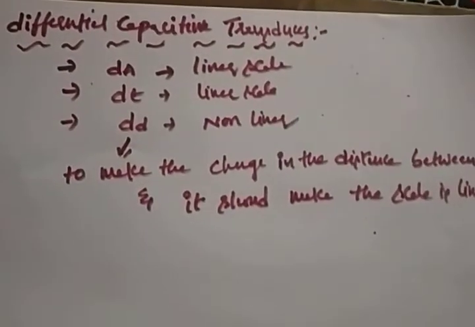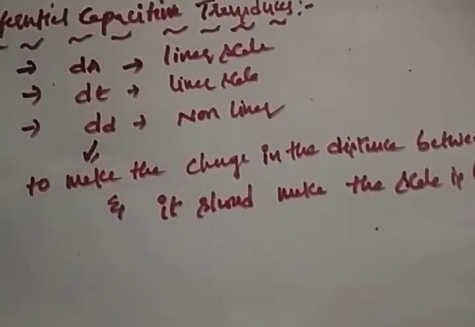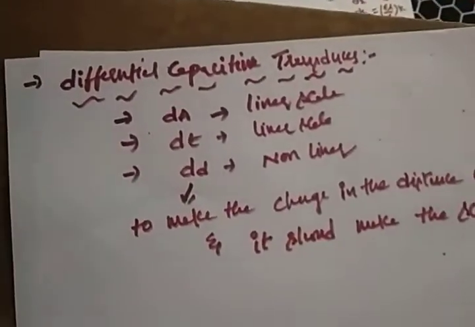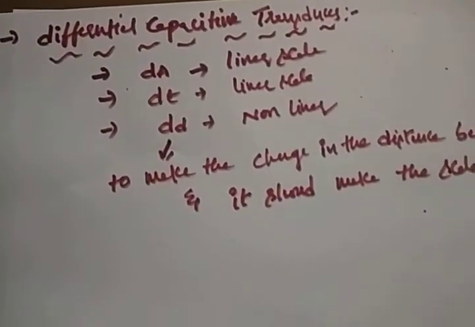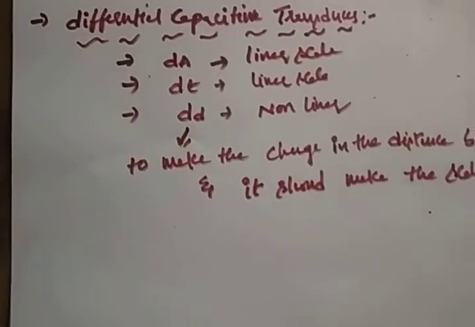Now we'll see how the arrangement will be. Alright, we'll see the construction of a differential capacitive transducer. Right, so the construction is simple. The ultimate aim is to make the scale a linear scale. How will it be?